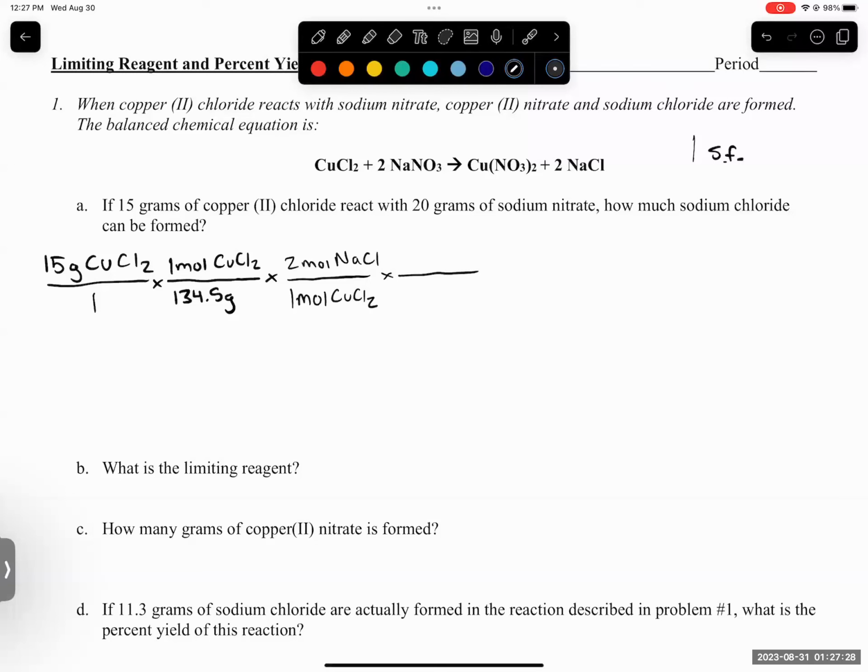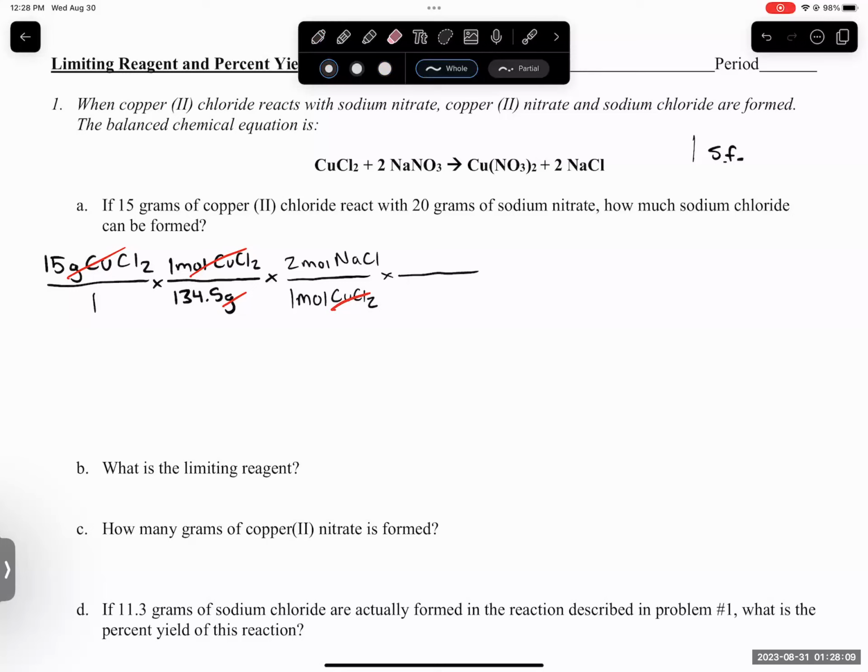And next, what do we need to do? Right now our units are moles of sodium chloride, because we can cancel everything else out. Grams of copper 2 chloride cancels out. Moles of copper 2 chloride cancels out. So we're going to go from moles of sodium chloride to mass of sodium chloride, because the question is asking how much sodium chloride can be formed, so we need to get to mass of sodium chloride. Does that make sense? If there are any questions, ask them now before I keep making anyone more confused.